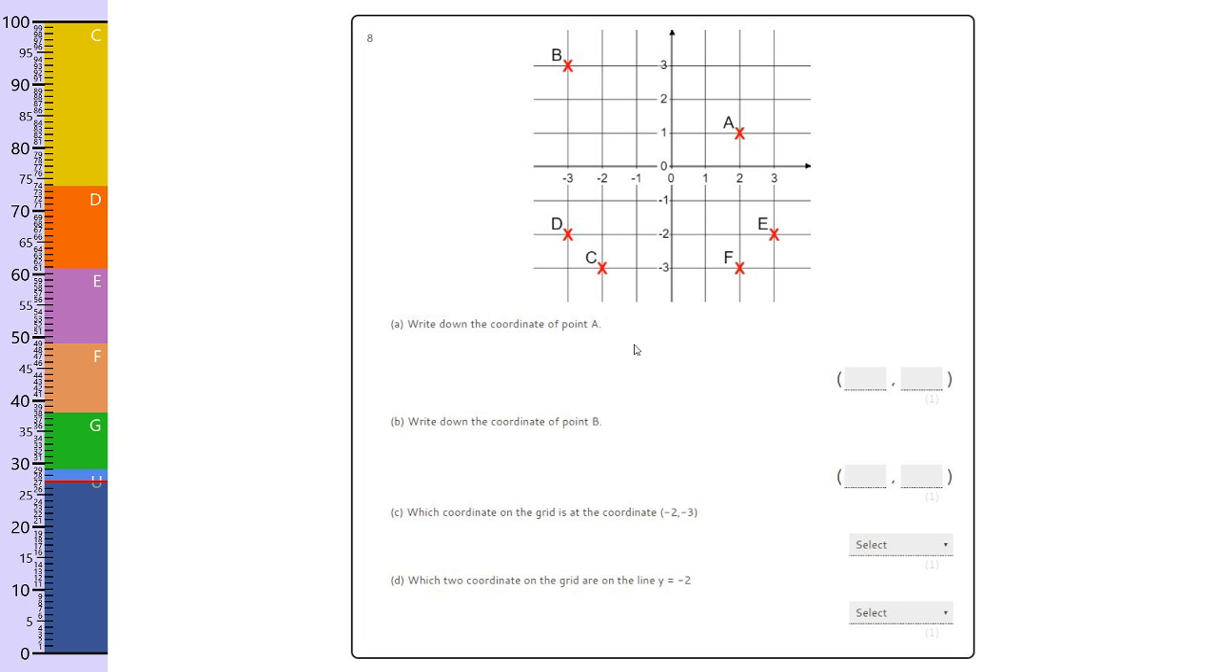Okay, so nice coordinate question. Write down the coordinate of point A. Now, with coordinates, we go along the corridor, so 2, and then up the stairs, 1. So it's 2 to the right and 1 up from the centre.